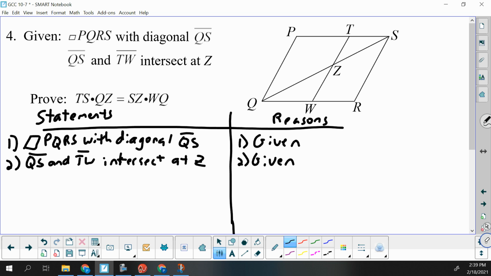We start with TS. So TS is only in triangle TSZ. So another one that's in TSZ would be SZ. So that means our other 2 sides, QZ and WQ, have to make up the other ones. That would be that triangle, QZW, and again, those might not be matched up correctly, but we'll figure it out when we get there.